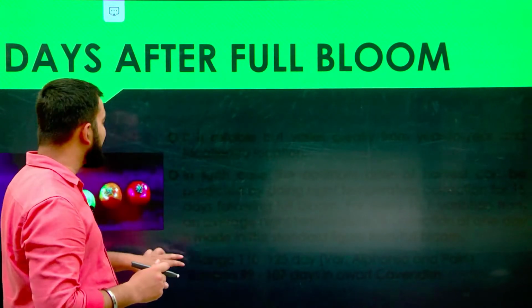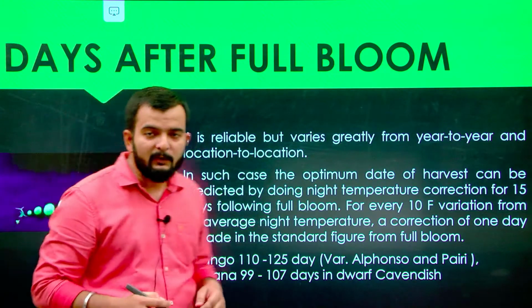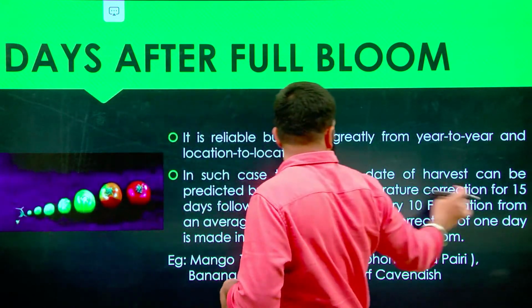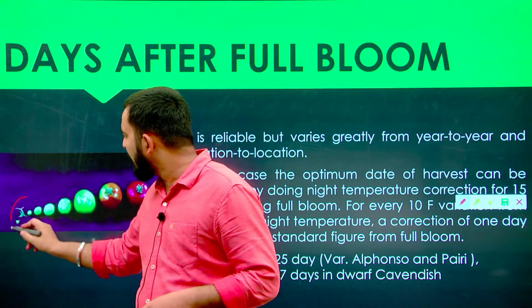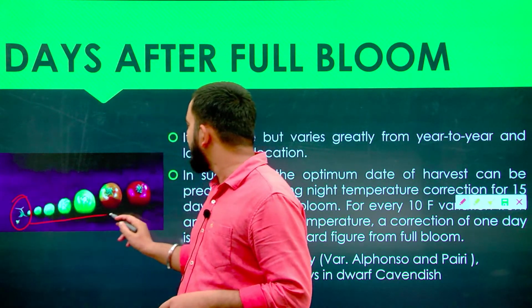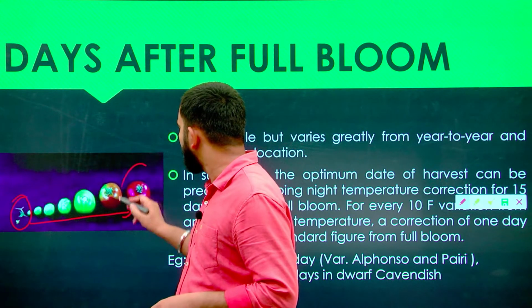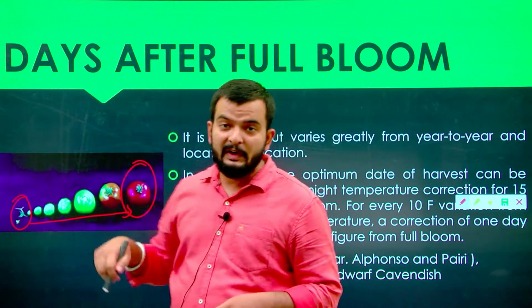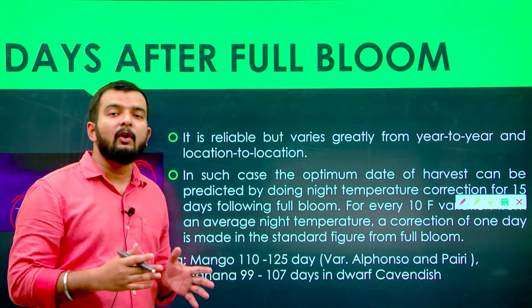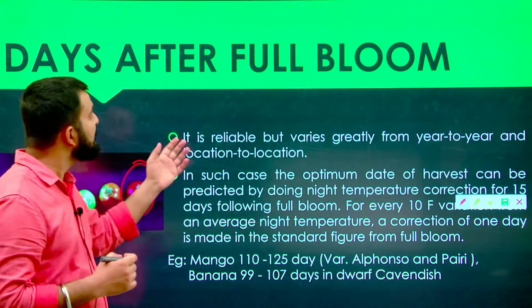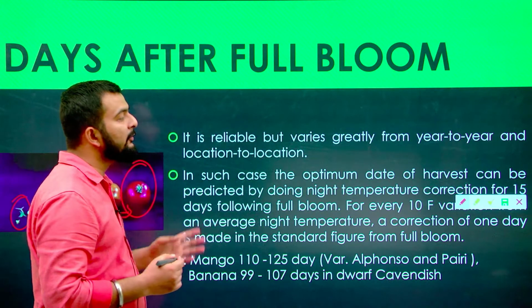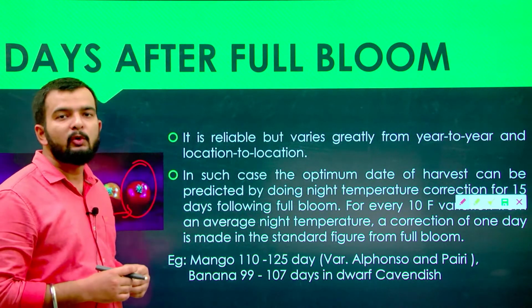Under this method, what you do is, once the flower has been formed, here in this case suppose we are taking the example of tomatoes. Once the flower has been formed, the days it requires from flower to maturity have to be studied and recorded, and then you can standardize it for the total crop. Okay, it is reliable but varies greatly from year to year and location to location.